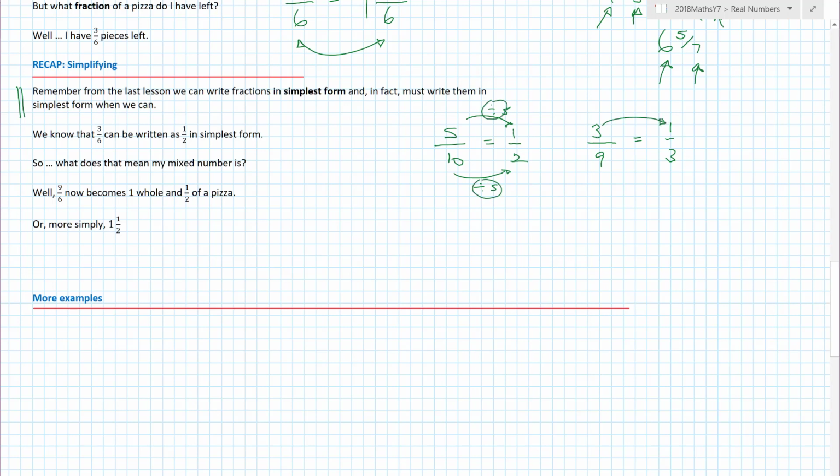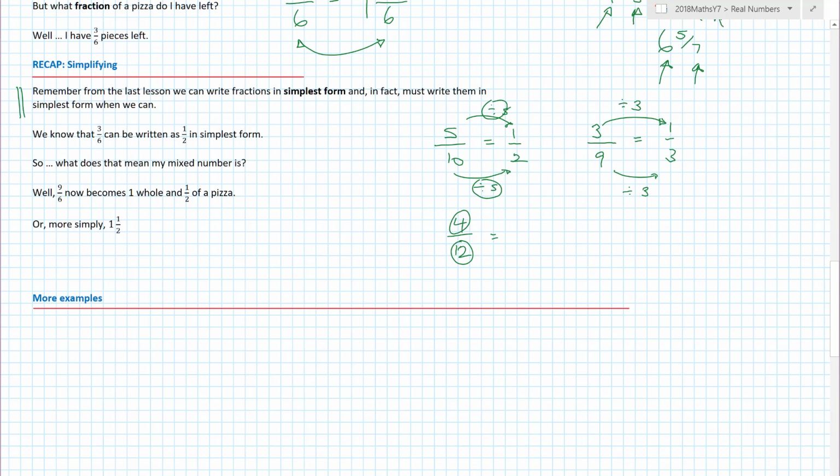How have I gone from 3 to 1? Yes, lots of people say, take away 2. And I'm like, no, you've got to divide. How do I? I divide by 3. What do I do here? I divide by 3. So let's have 4 on 12, for example.